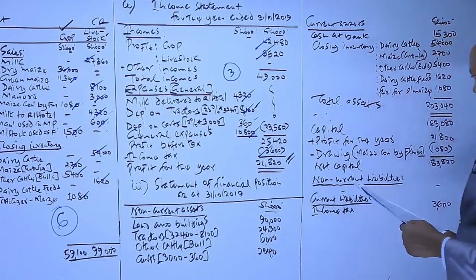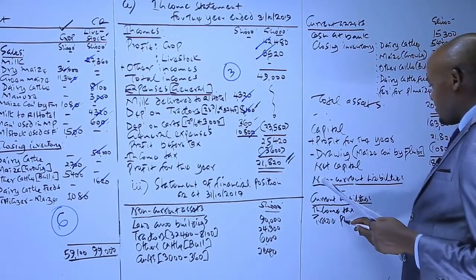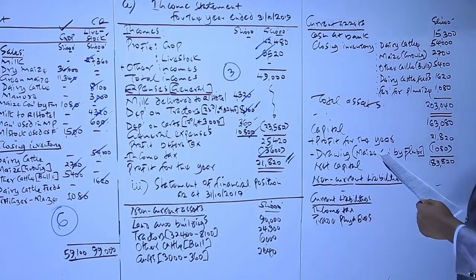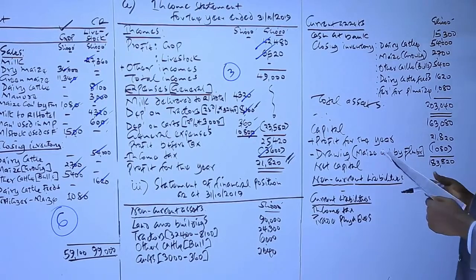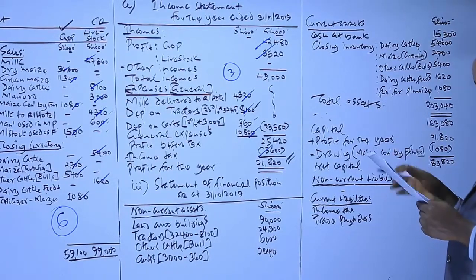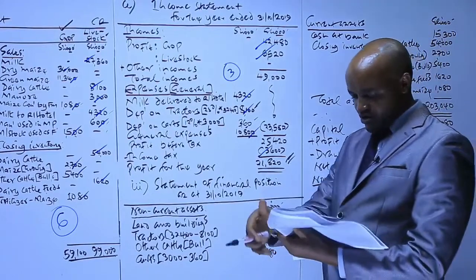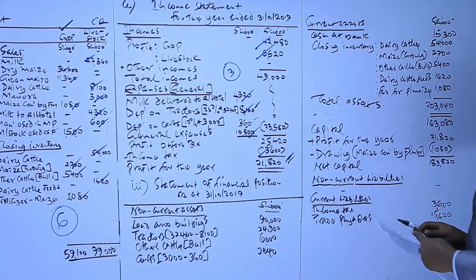And then in the trial balance, we have the trade payables. We have trade payables of 15,620. Do we have anything else? No. So what we need to do here is we get now the total.